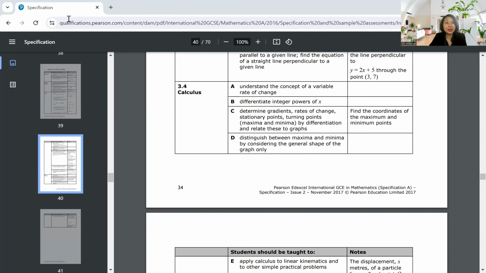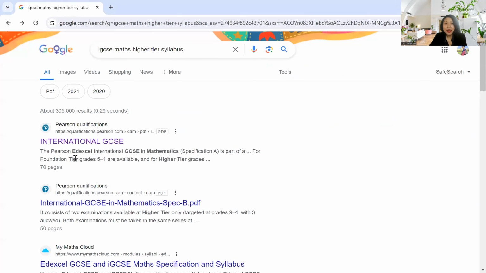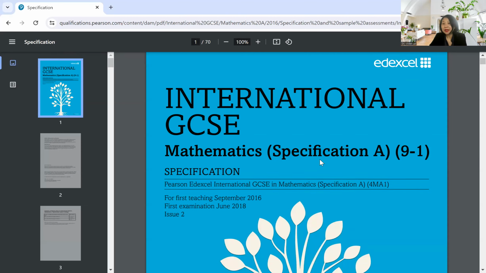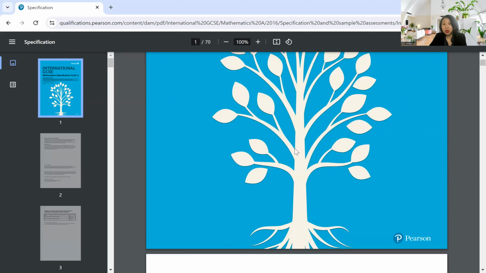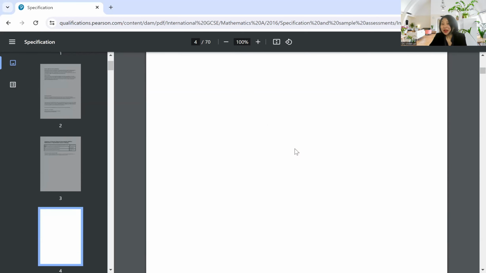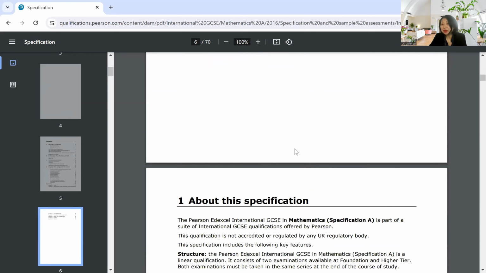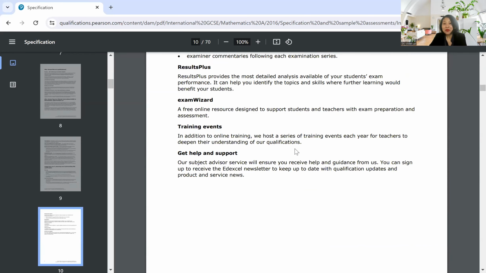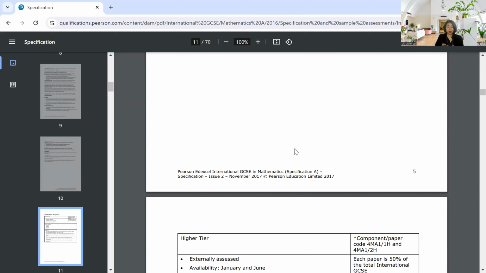How do you get this document? This is how I get it. You type Pearson qualification, and then IGCSE math higher tier, and then you click on it. The document, you will get it. The specification, follow here to check the requirements, everything. Every time homeschool educators prepare for the exam, you have to follow the examination board syllabus. You're not just doing things without looking at it. It's not right.